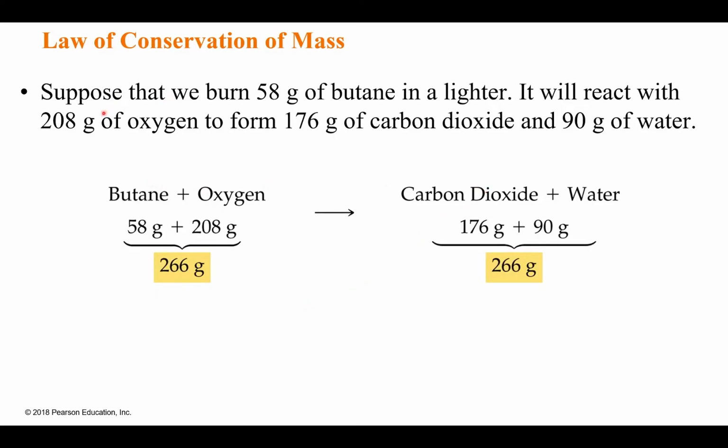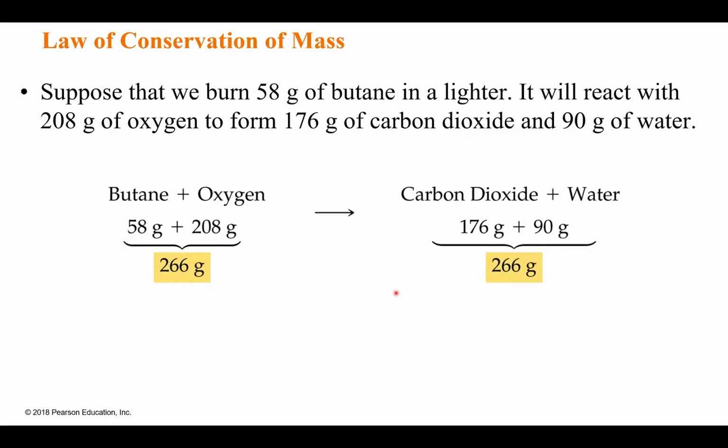So for example, if I were to burn 58 grams of butane in a lighter, I'm going to need 208 grams of oxygen, a total of 266 grams. As a result, I'm going to obtain 176 grams of carbon dioxide and 90 grams of water. If I were to add the reactant masses before and the product masses after, you end up with the same amount of mass before and after. This is known as the law of conservation of mass.